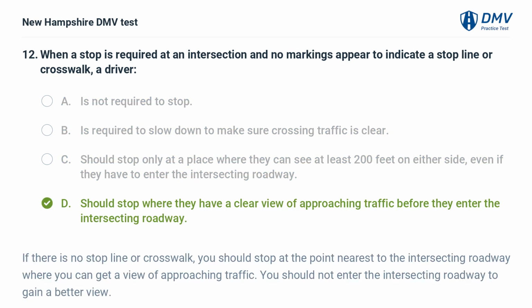D. Should stop where they have a clear view of approaching traffic before they enter the intersecting roadway. If there is no stop line or crosswalk, you should stop at the point nearest to the intersecting roadway where you can get a view of approaching traffic. You should not enter the intersecting roadway to gain a better view.